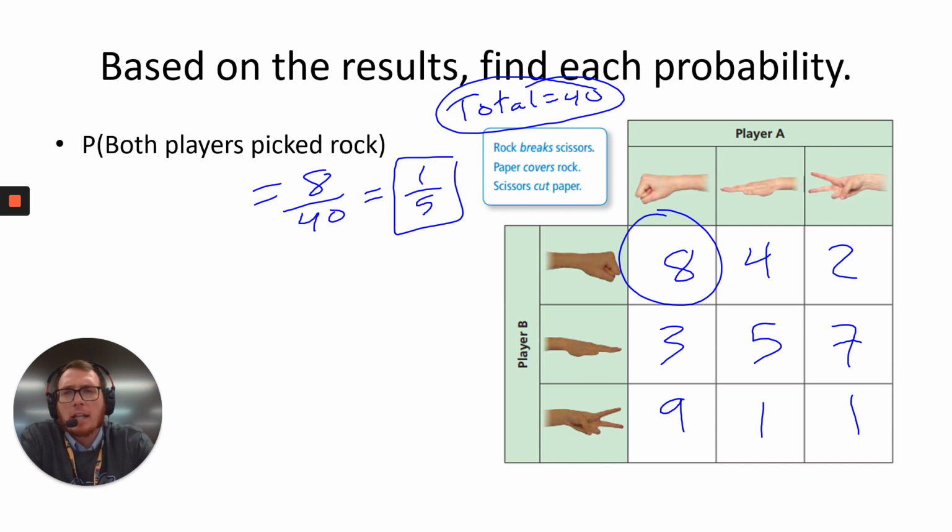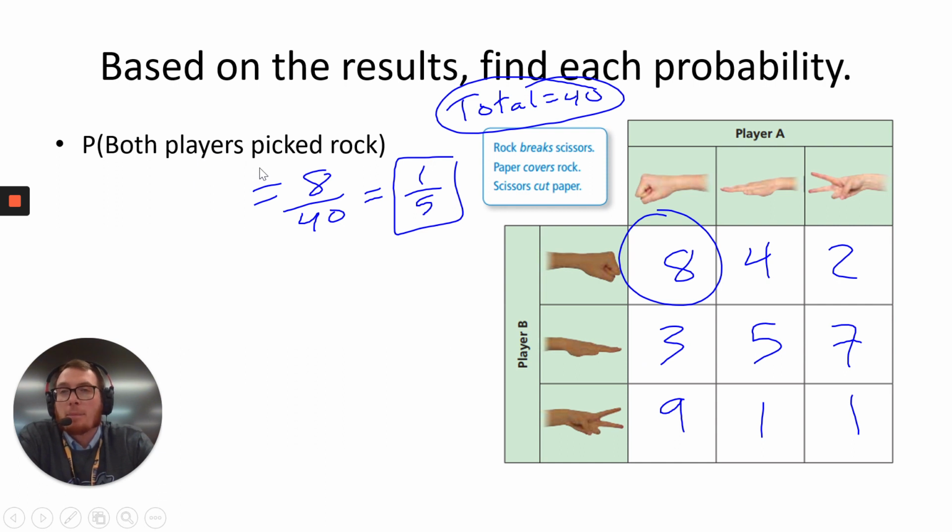Next question we're going to look at is just dealing with rock, paper, scissors. This is the results when two people played. So you'll notice here I filled in all these numbers. The first step on a question like this is to figure out the total. So you'll notice here that I have a total of 40 because I just added up all these numbers.